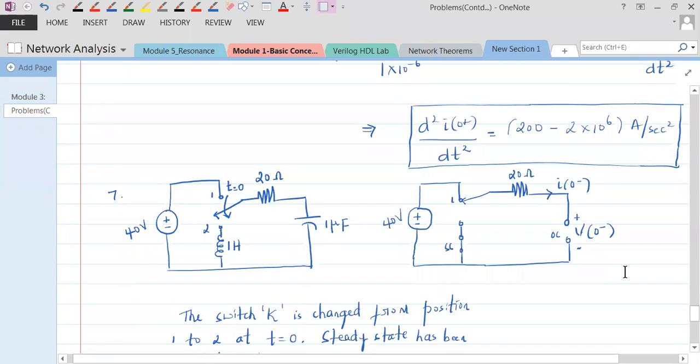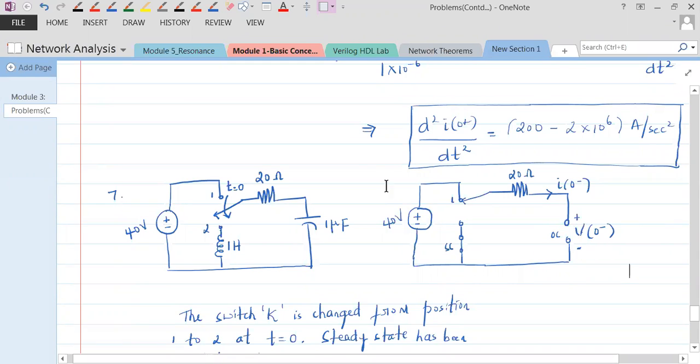Can we do that? Yeah. See here now. There is a current flow, right? I of 0 minus is 0. Why can we say I of 0 minus is 0? Because it is open circuit. Fine. What is V of 0 minus? The current is not flowing. Does that mean that this voltage would be 0? So we need to think of that.